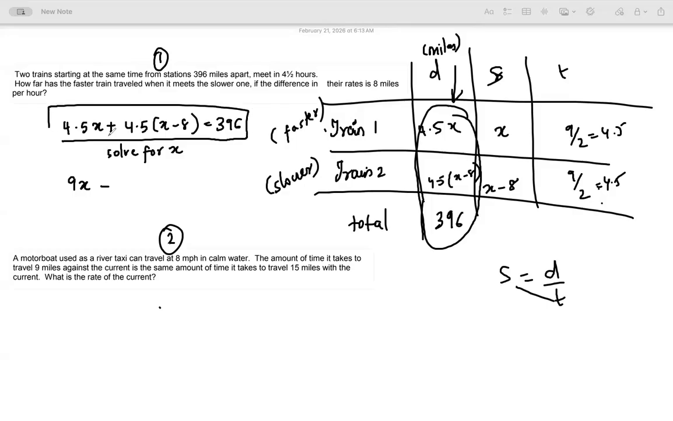Yeah. 9x and then 4.5 times 8 is 36, right? Will be equal to 396. 396 plus 36 is 432. 9x equal to 432. X will be equal to 9. Where are you missing? X will be equal to, 6 nines are, 5 nines are 45, 4 nines are, what is x I have taken?